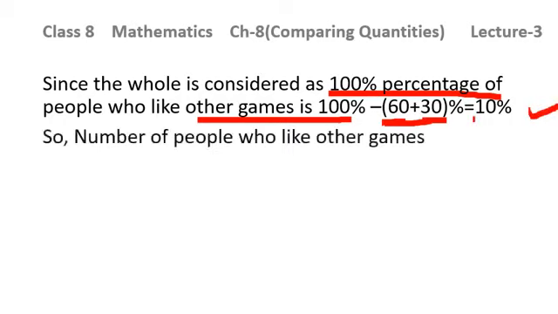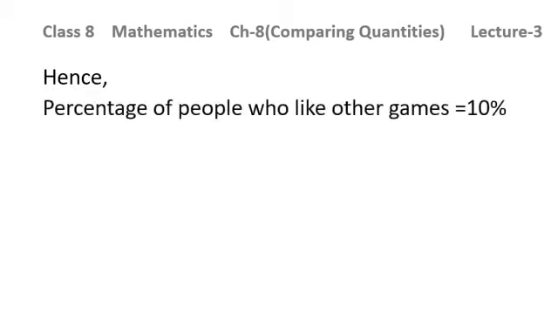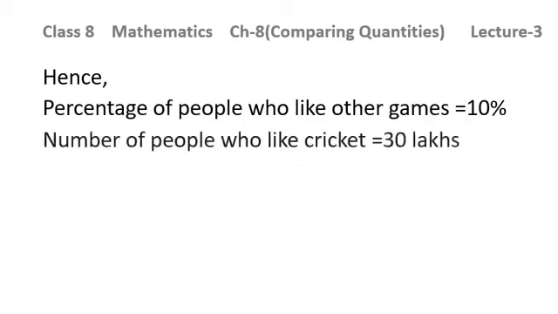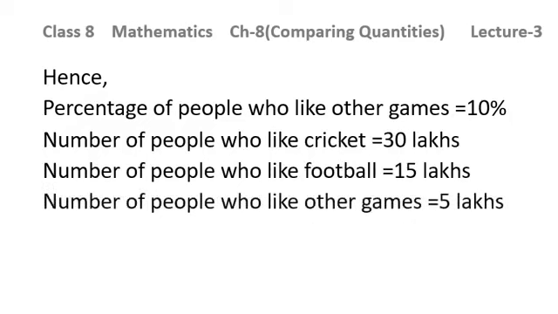So we have calculated the percentage. Now we need to find the number of people who like other games. It will be 10% of 50 lakh, simple as this. So it will be 10 over 100 into 50 lakh, that will be 5 lakh. Hence, the percentage of people who like other games is 10%, number of people who like cricket 30 lakhs, number who like football 15 lakhs, number who like other games 5 lakh, and the total will be 50 lakhs. 50 lakh was the total number given to us, and hence this is the solution.